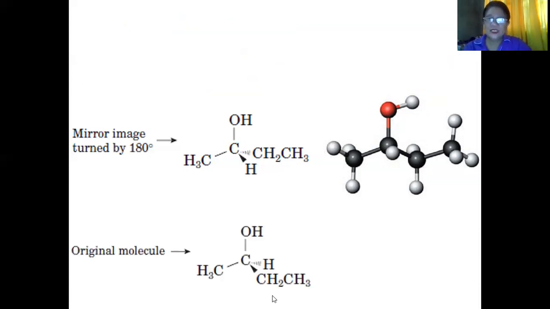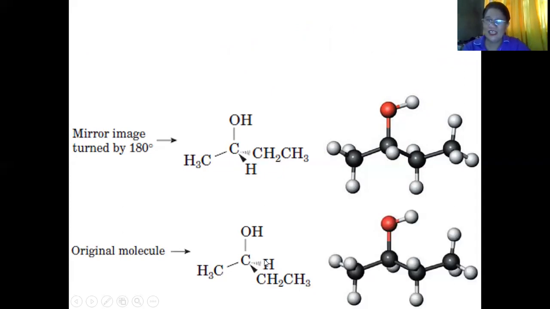So this is the original molecule, and this is now your mirror image. What makes it differ is only the positioning of the H. The positioning of the H. So here it is. It is superposable. This is your ball and stick of the mirror, and this is the ball and stick of the original.